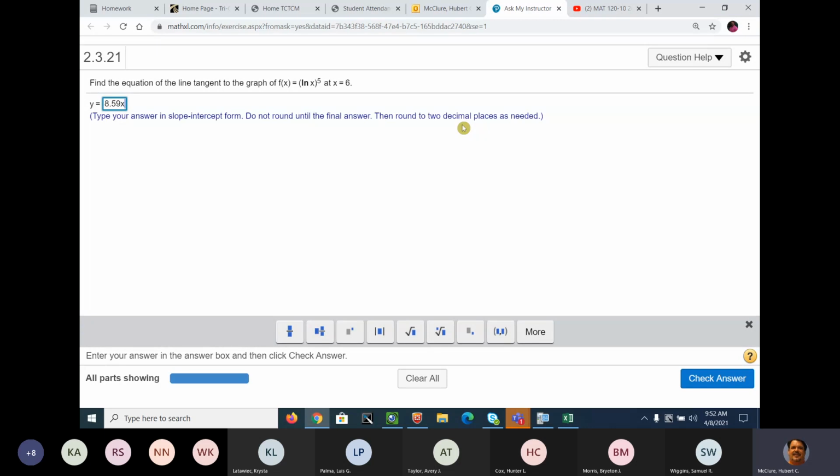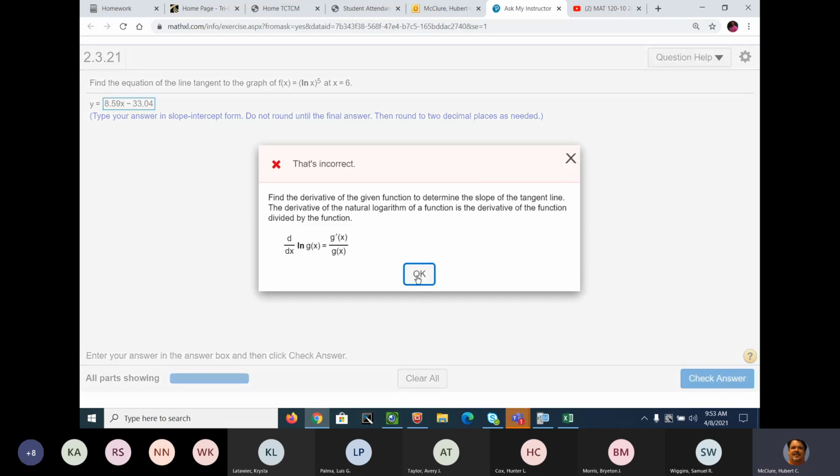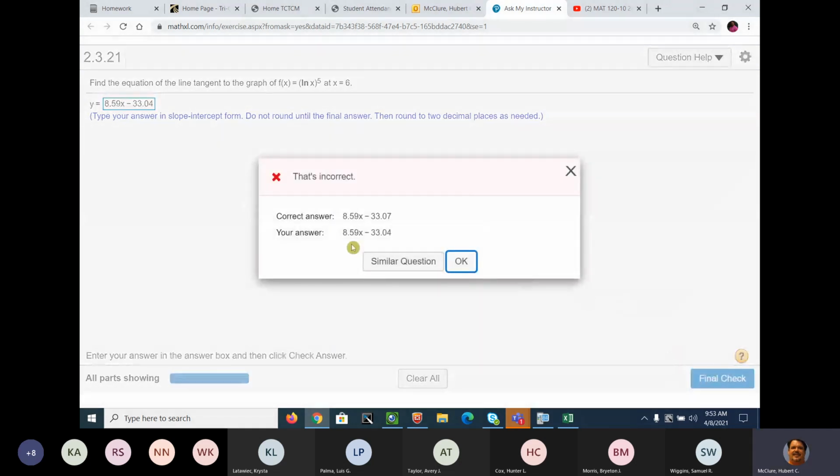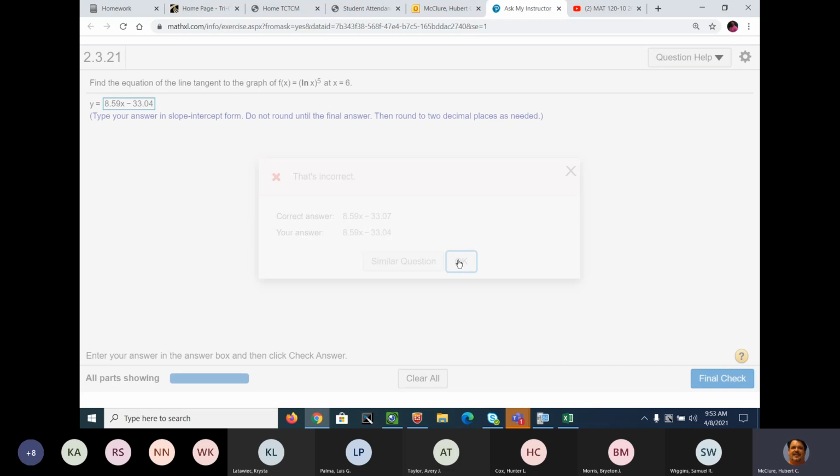I got y is equal to 8.59x minus 33.04. And I know it's probably right, but if I didn't round correctly, that would be the only reason it would be wrong. Let's see what they got. 8.59x minus 33.07. Now, in this case, if this was a test question and you got 0.07, I would probably give that to you.